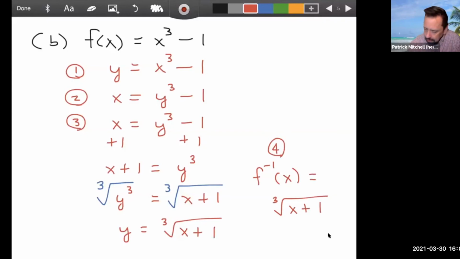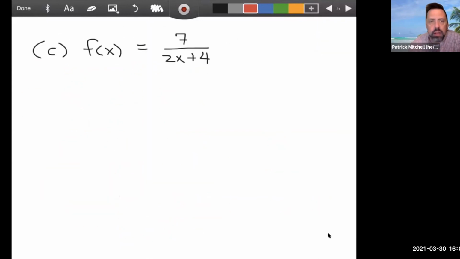All right, last but not least, I'd say on a scale from 1 to 10, this one's maybe about a 7 or an 8. So they probably won't get much harder than this. I'm going to try to write a little bit smaller because I have a feeling I'm going to need more room. So let's go over here. Step 1, replace f of x with y. Step 2, interchange x and y.